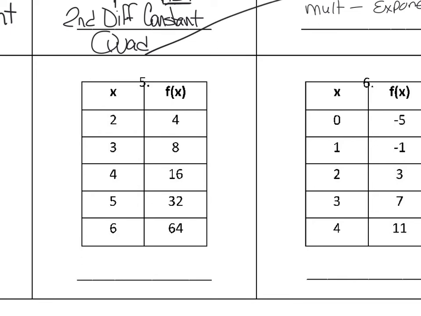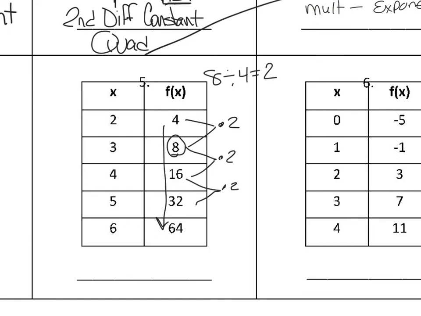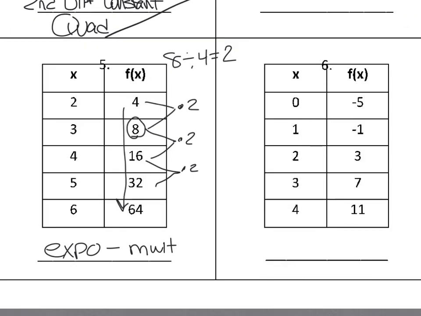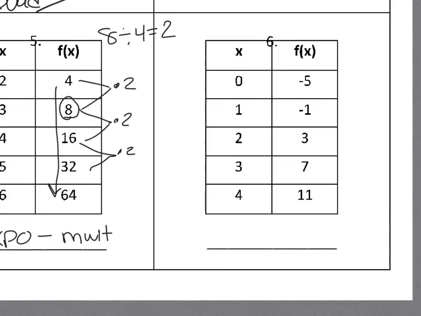Here. 4, 8, 16, 32, 64. These numbers are kind of going up quick, aren't they? If you take 8 and divide it by the number behind it, 4, you get 2. So 4 times 2 is 8. 8 times 2, 16. 16 times 2 is 32. So this one, again, is exponential because we're multiplying. After you get used to looking at the numbers, you can tell exponential right off.